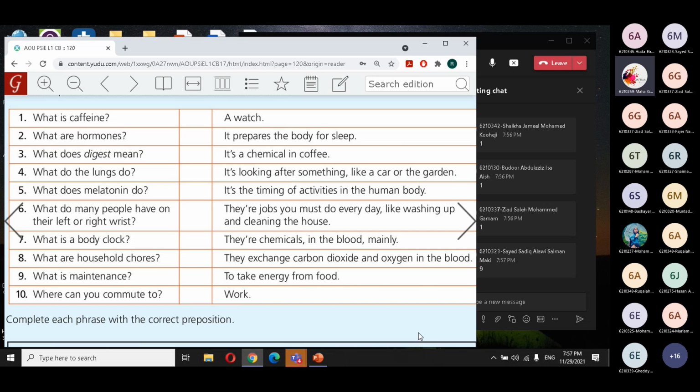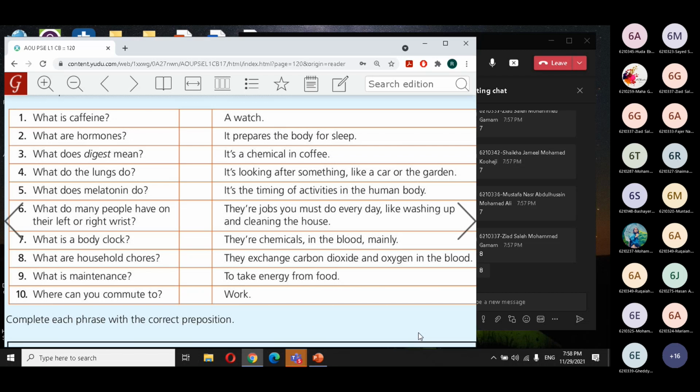Number 7. Yes, seven. Body clock. Something that tells you when you do each activity. It's your body clock. Okay. They are jobs. They are jobs you must do every day, like washing up and cleaning the house. Household, number 8. Household chores. Yes. Okay, even if we make mistakes, at least we do a refresh to activate the memory.